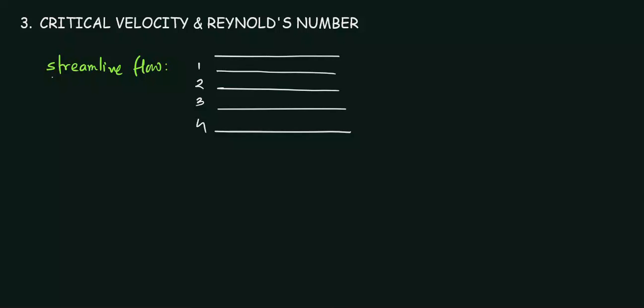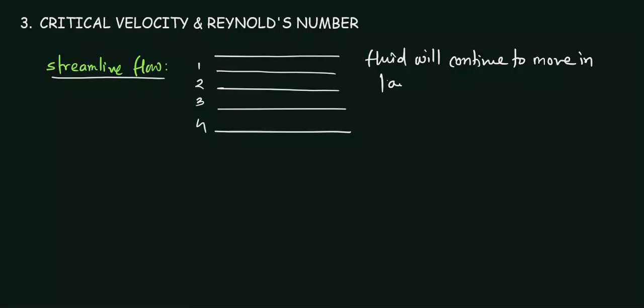So streamline flow means these layers will not mix together. The fluid will continue to move in layers simply. This is also called laminar flow, which means it is a very smooth flow. Sometimes it is also called smooth flow.